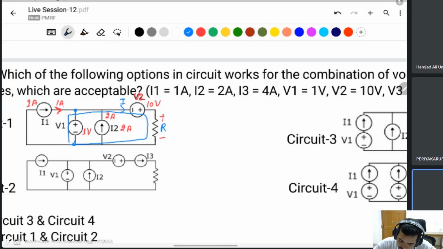Maybe this will be minus 1 volt, and this will be minus 10 volt. Minus 1 minus 10 plus IR is equal to 0. Then IR is equal to 11. Current is not given, resistance is also not given, so you can assume any current and any resistance. Then this will be satisfied.